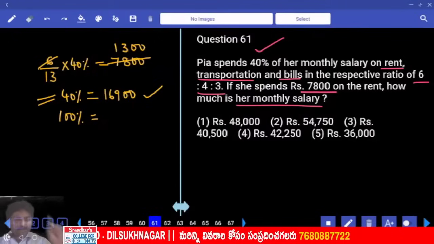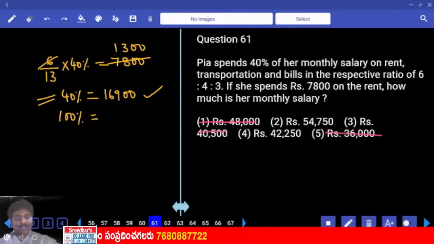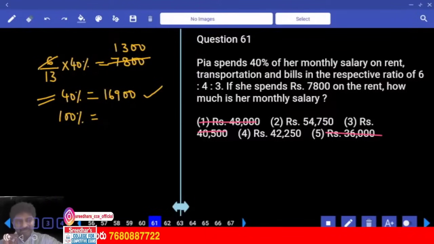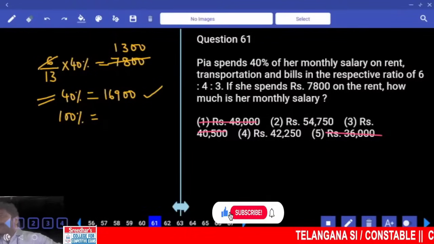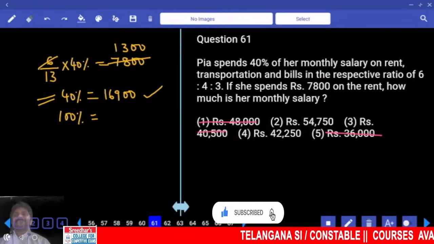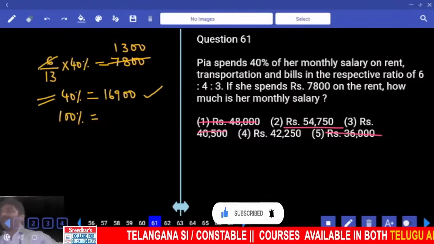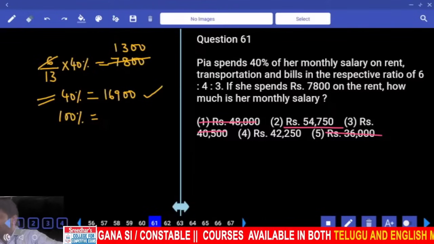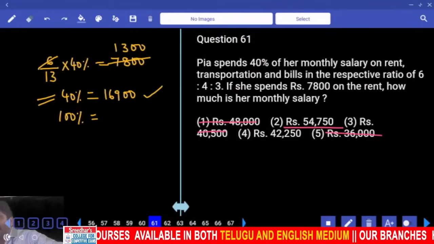Come on. Go to the options. Can it be the first option? Third option? Fifth option? The answer should be either second or fourth. Correct? Either second or fourth. Now, between those two, again I don't want to calculate. I just observed the second option and fourth option carefully. Sum of digits in the second option, how much is that? 21. It is a multiple of 3.